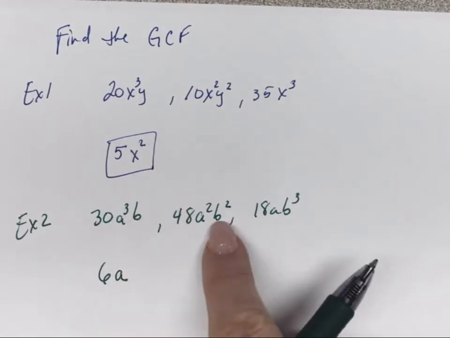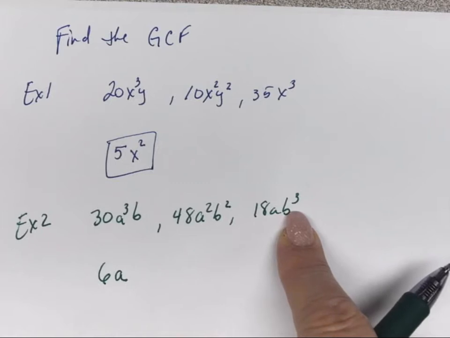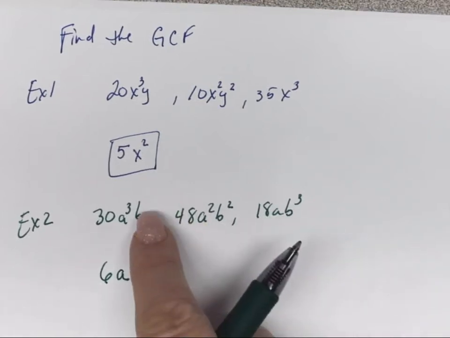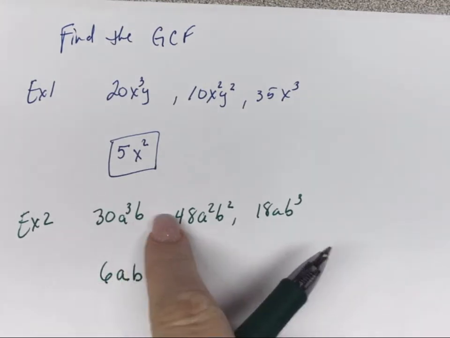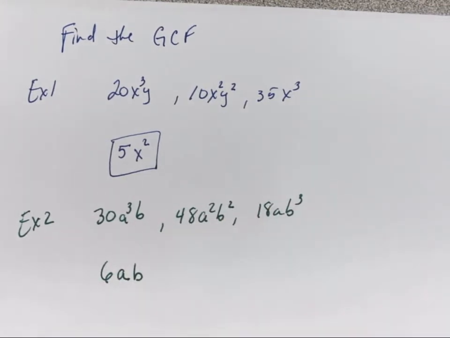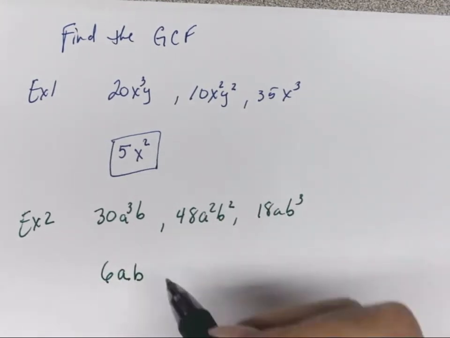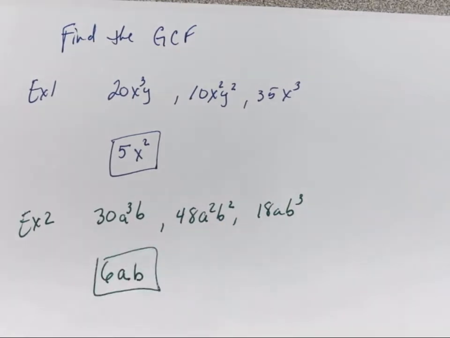I have a b, a b squared, a b cubed. So everybody has a b this time. So I have to pull out the lowest one. You want to pull out the greatest number, but the lowest exponent, because they all have to have that available. So 6ab would be our GCF for this one.